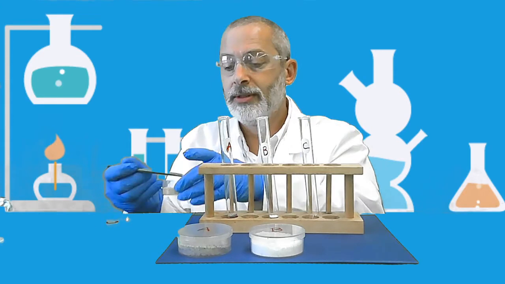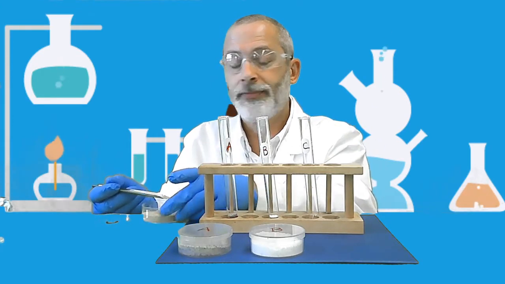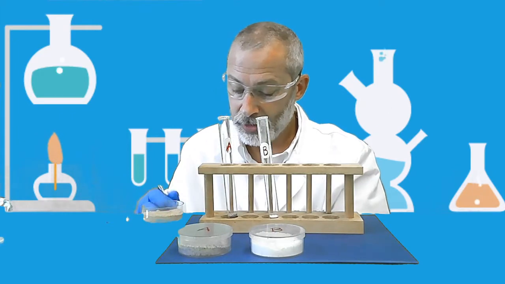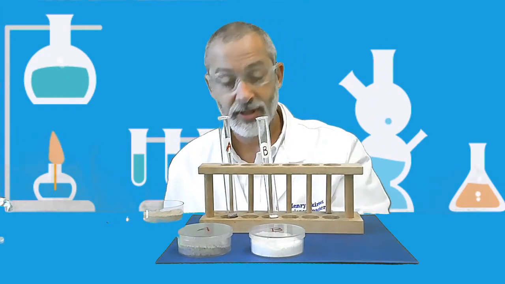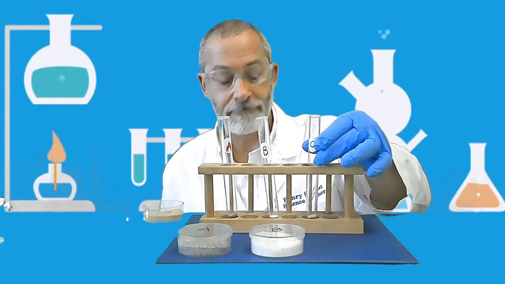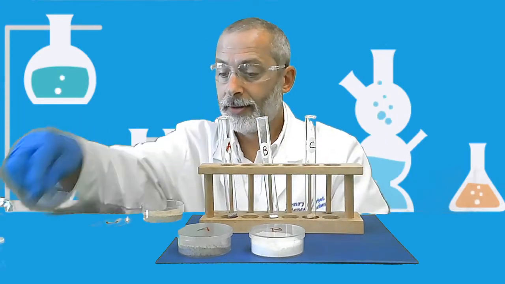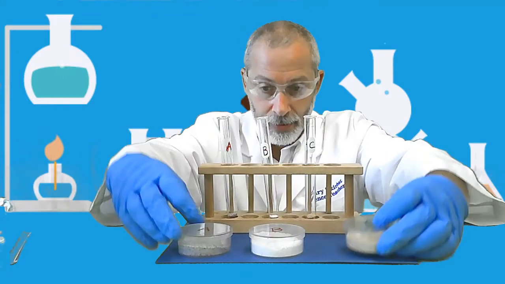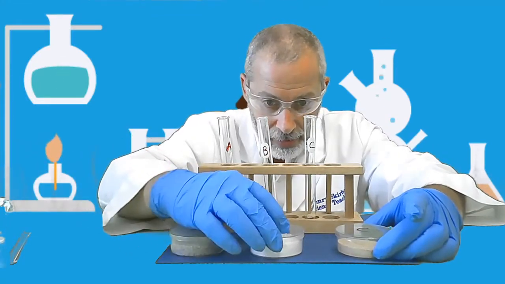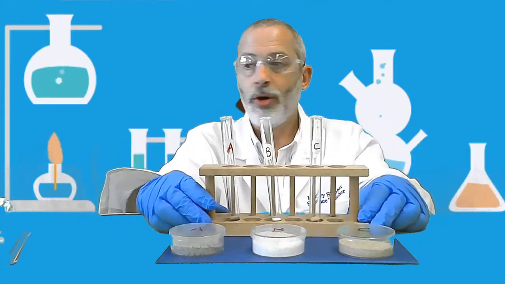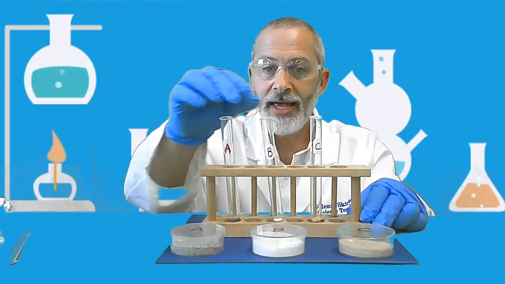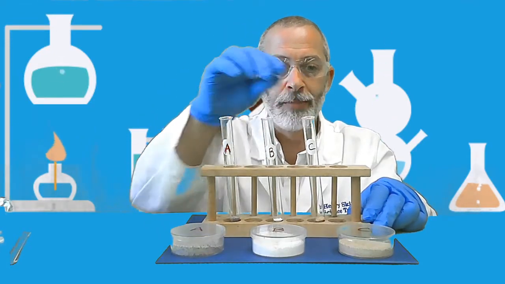this one has an odor to it. Soil sample C into test tube C. Okay. So now I will arrange these so that hopefully you can see them. Sample A, sample B, sample C.